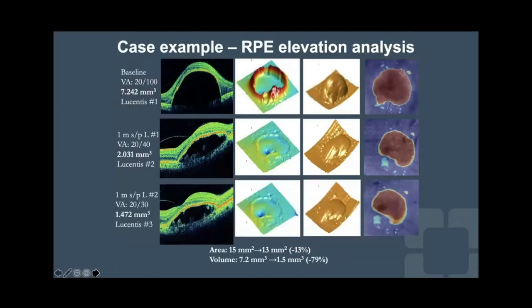And after 2 Lucentis injections, you can see an improvement in visual acuity to 20/30, with an improvement in the area as well as the volume, which is significant. And again, this is where the software really shines in helping you manage a very complex patient.